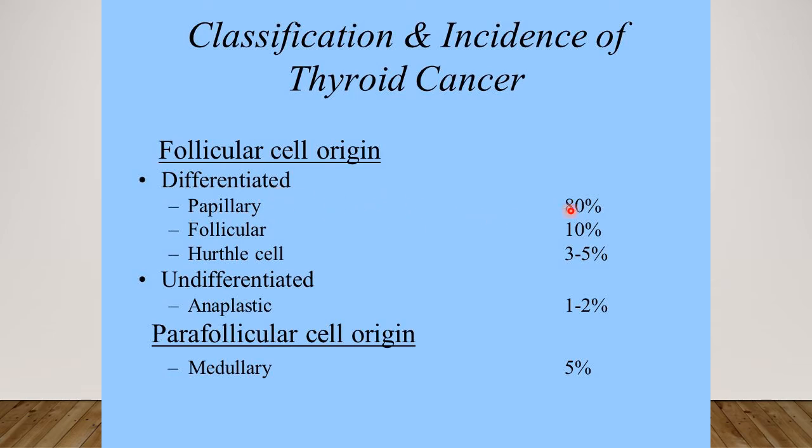As you can see from here, the papillary carcinoma constitutes about 80% of all the primary tumors of the thyroid, followed by 10% follicular, 3 to 5% Hürthle cell carcinoma. The undifferentiated constitutes only about 1 to 2%, and the medullary carcinoma about 5%.